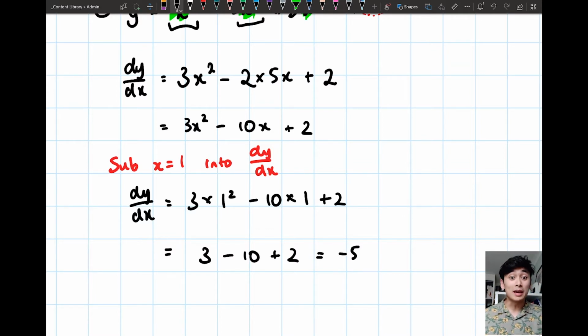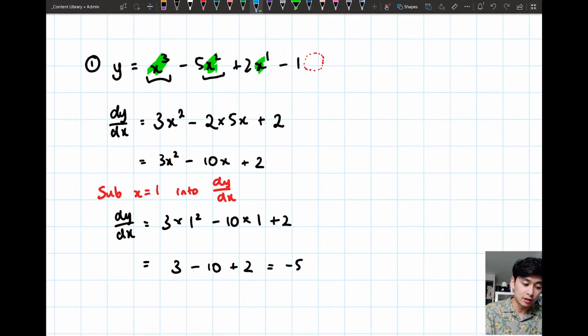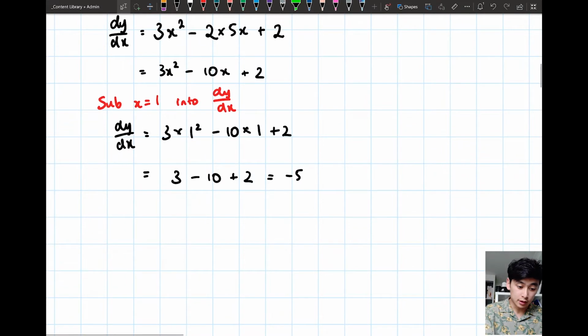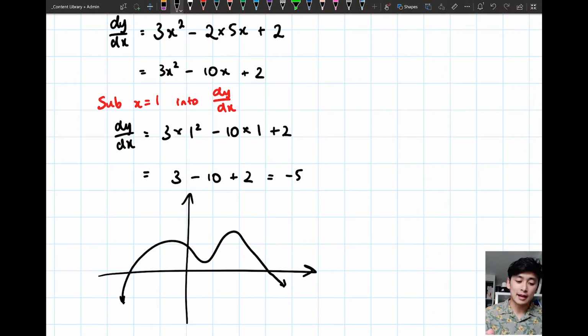To interpret what this actually means, if I was to draw this original function up the top, y is equal to x cubed minus 5x squared plus 2x minus 1, and graph it, and find the point when x is equal to 1, I don't know exactly what it looks like, but I'm just going to take a rough stab. What this would tell me is that at this particular point, when x is equal to 1, the gradient of the tangent is equal to minus 5. This has a gradient of minus 5.